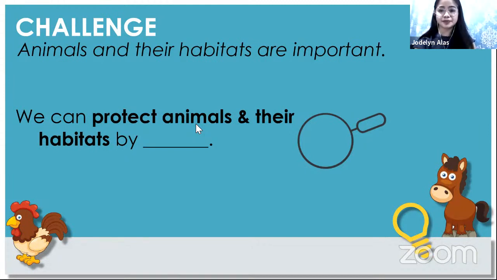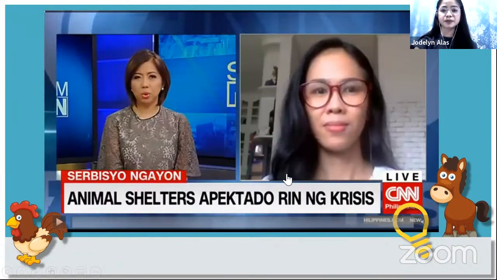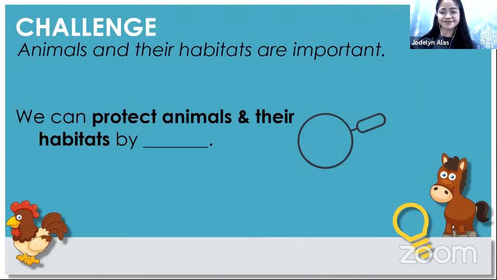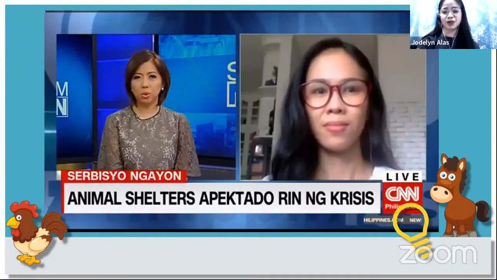We can protect animals and their habitats by avoiding deforestation. Okay, nice one. Let's have another one. Good job, anak. Riza: We can protect the animals and their habitats by not hunting them from their habitats. Wow, good job. Thank you so much for your answers.